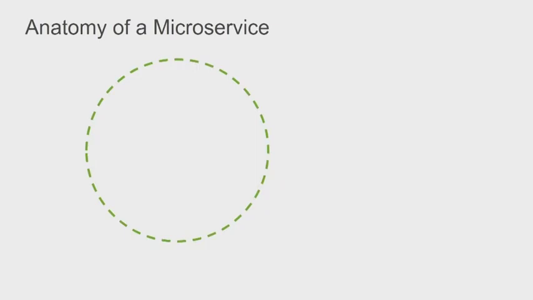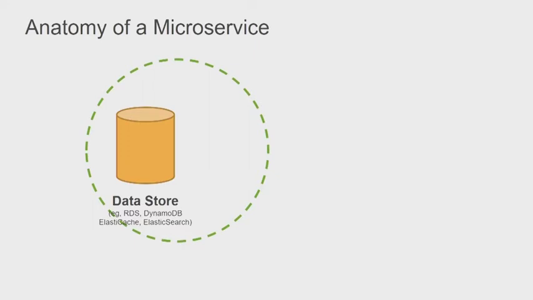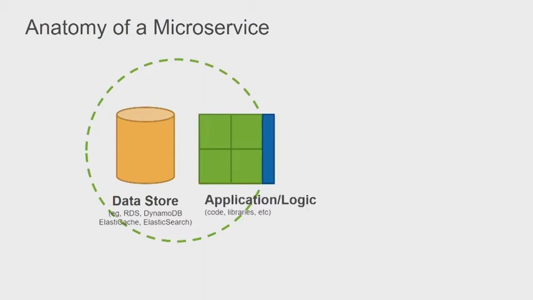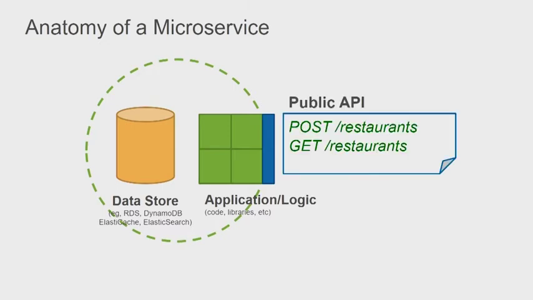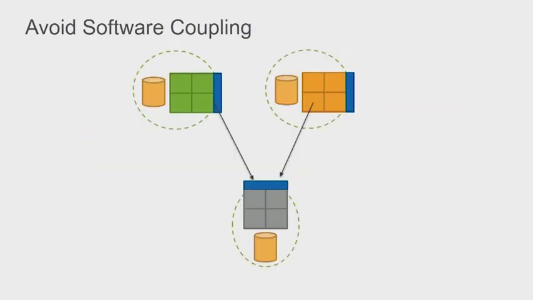So what does a microservice look like? It has a data store, and it can be a relational database management system or a NoSQL database. And your application logic, your business logic, sits somewhere and is represented by your code or libraries. And you expose that application logic through a set of public APIs. Could be RESTful APIs. So by way of design, microservices let you avoid software coupling. Because now they're all self-contained, they're all independent from each other, and the way they communicate is through each other's public APIs.